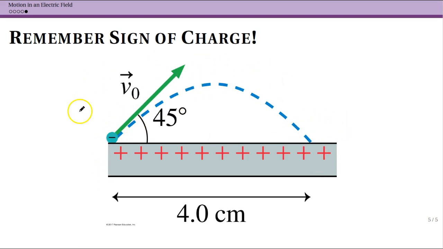And again, we would calculate the field from an infinite plane of charge to do this problem, use that to determine the force downwards and therefore the acceleration downwards, and this ends up looking just like projectile motion, except that your acceleration here is not due to gravity. And again, in a problem like this, we would ignore gravity.